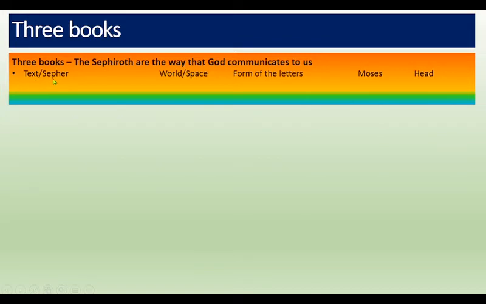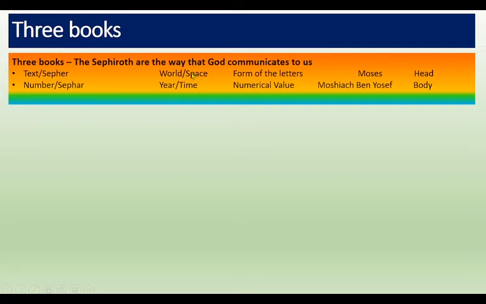So text is Sefer. That's the first interpretation of the word Sefiroth, Sefer, and this is related to world and space. It's the form of the letters, and that represents Moshe, who is the head. Okay. And then Sefiroth is also related to the word Sephar, which is number. And that's related to the three dimensions of space.